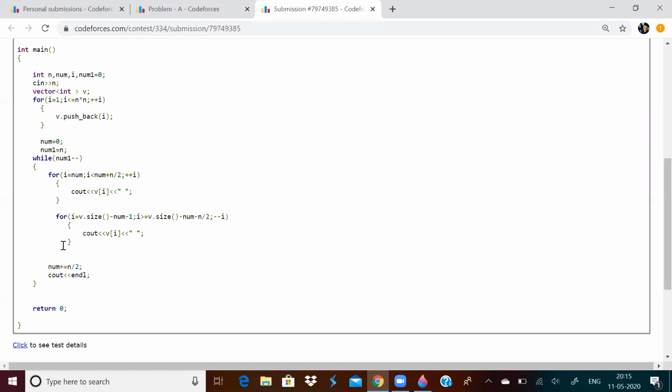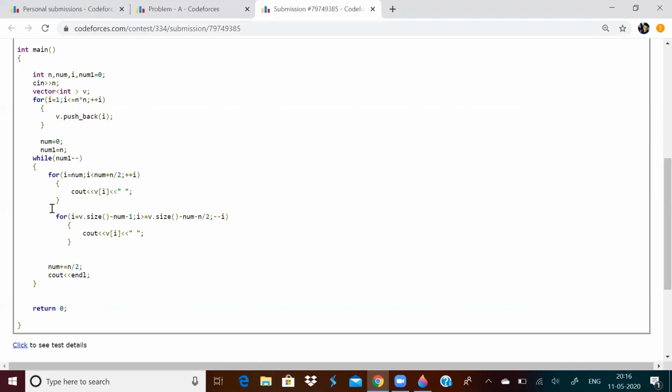Basically, I'm printing 4 lines, right? Every time, I'm starting with a num value and I'm printing elements until num plus n by 2, then I'll break. Similarly, from the back side, I am doing the same thing. And every time I finish printing n integers, I increase num by n by 2. Initially, my num is 0.